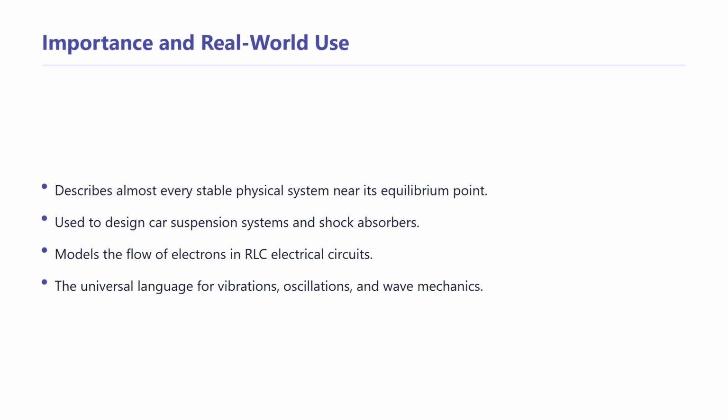You might be wondering why we care so deeply about these specific equations. The answer is that almost every stable physical system near its equilibrium point can be described by them. If you want to design a car suspension system that absorbs bumps without bouncing forever, you need these equations. If you are building an electrical circuit for a radio receiver, the exact same mathematics applies to the flow of electrons. They are the universal language for describing how things settle down or oscillate when left completely alone.